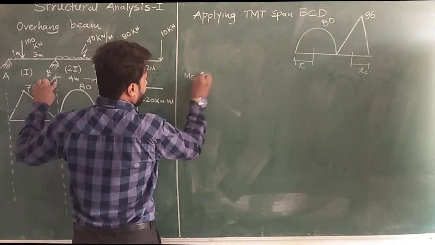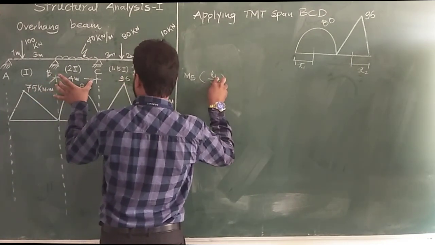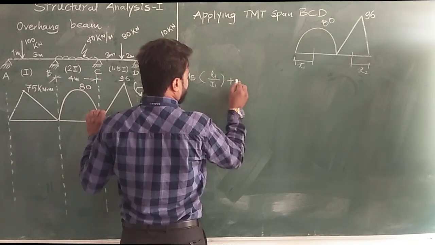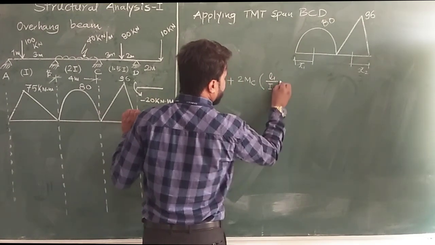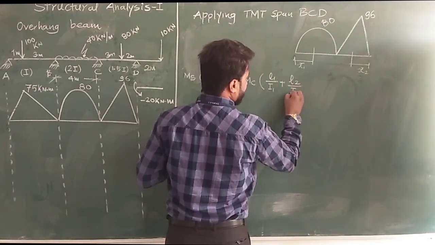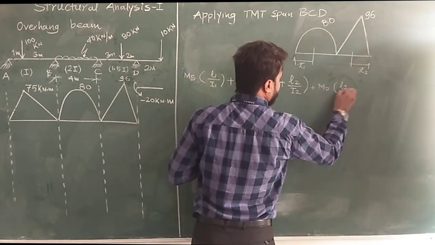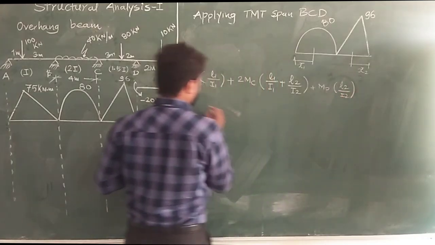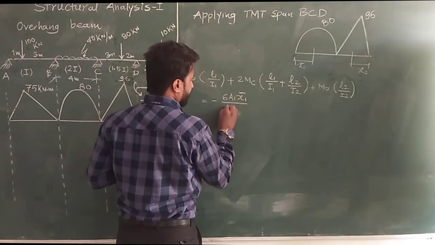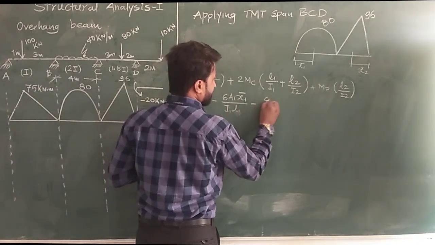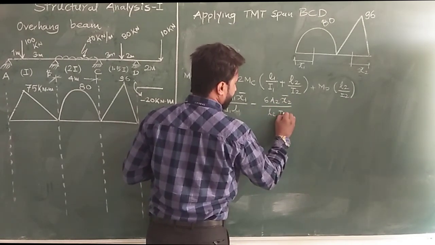So MB L1 by I1, where L1 will be now this 4 meter and I1 will be 2I, plus twice MC times L1 by I1 plus L2 by I2, plus MD L2 by I2 is equal to minus 6 A1 x1 bar divided by I1 L1 minus 6 A2 x2 bar divided by L2 I2.